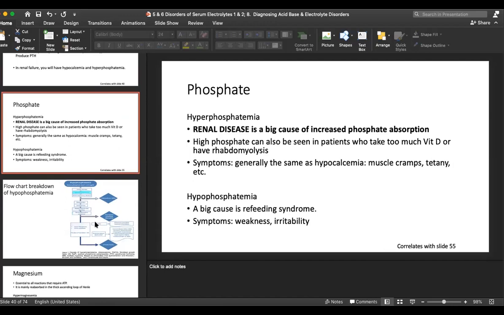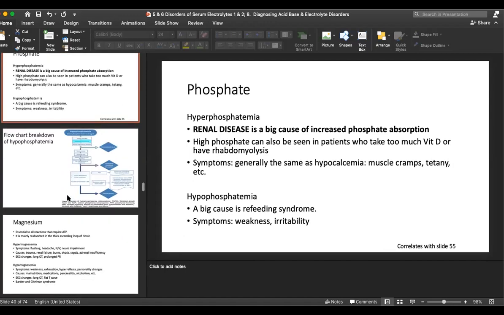Phosphate. Renal disease is the major reason that you would have high phosphate. High phosphate is also seen if somebody has rhabdo, or is vitamin D deficient or has too much vitamin D. They're going to have very similar symptoms to hypocalcemia: muscle cramps, tetany, and so on.